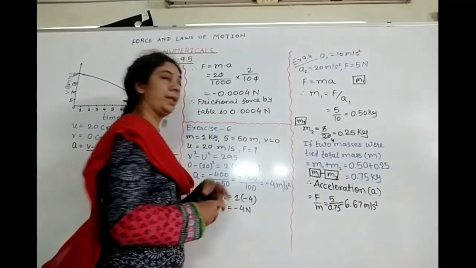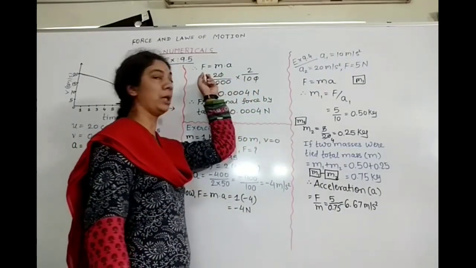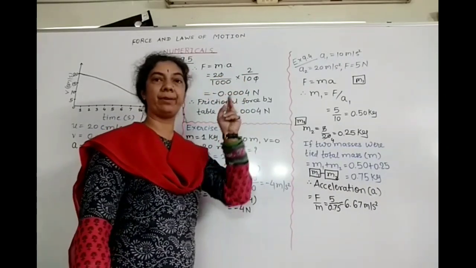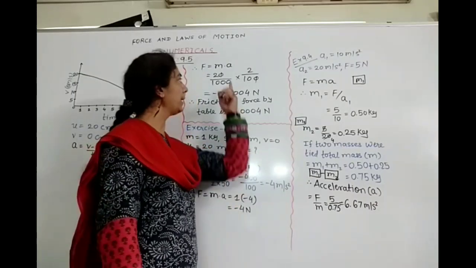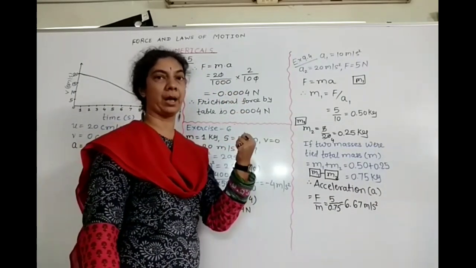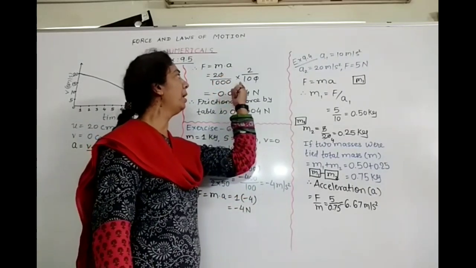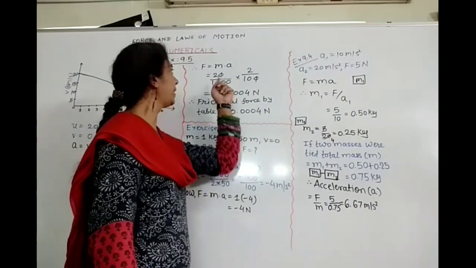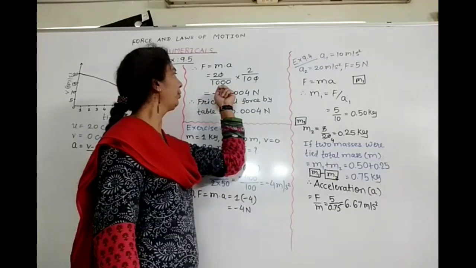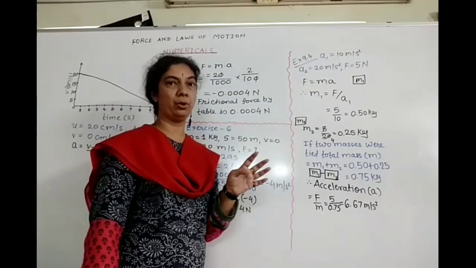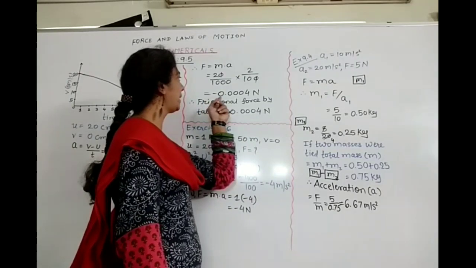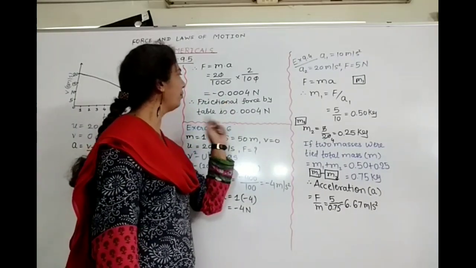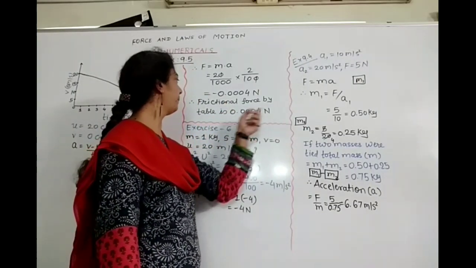Now substituting this acceleration in the formula of force, F equals ma, and again mass is given in 20 gram, so that needs to be converted into kilogram: 20 divided by 1000 multiplied by 2 upon 100. By cancelling the zeros, we are getting 2 2s are 4, and 1, 2, 3 and 4 zeros are there in the denominator. So the answer is minus 0.00004 Newton. And that's how we are getting the frictional force applied by the table.